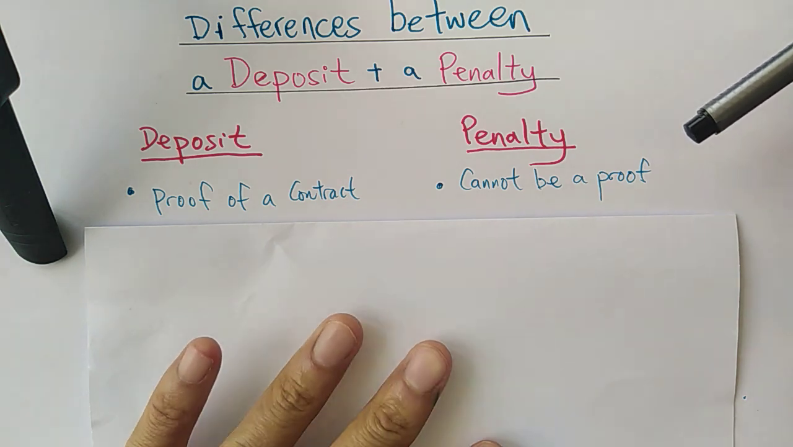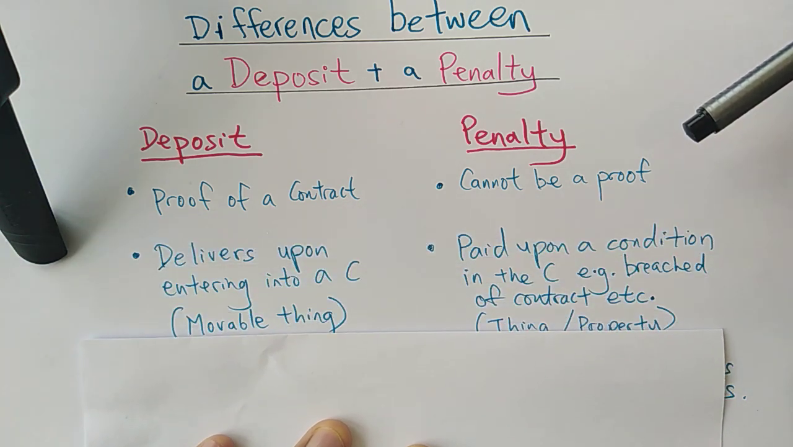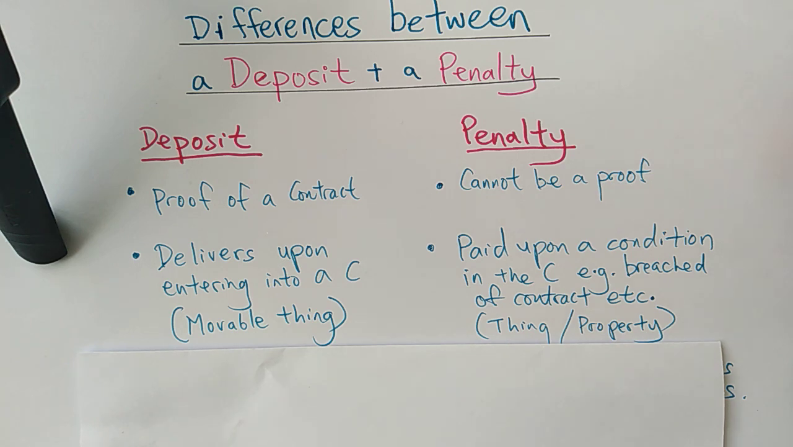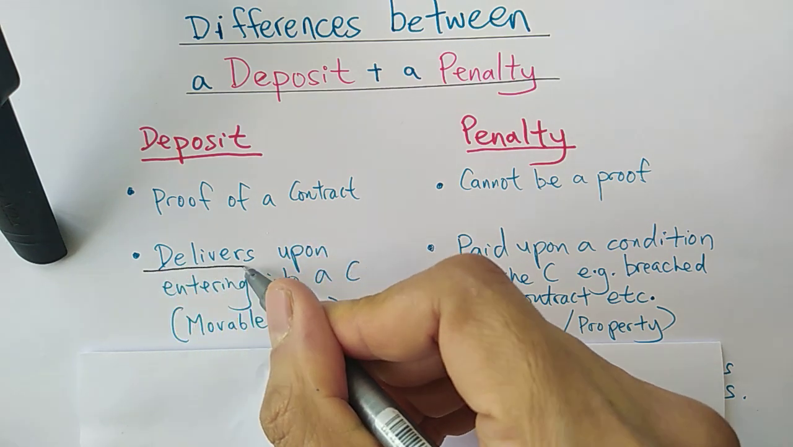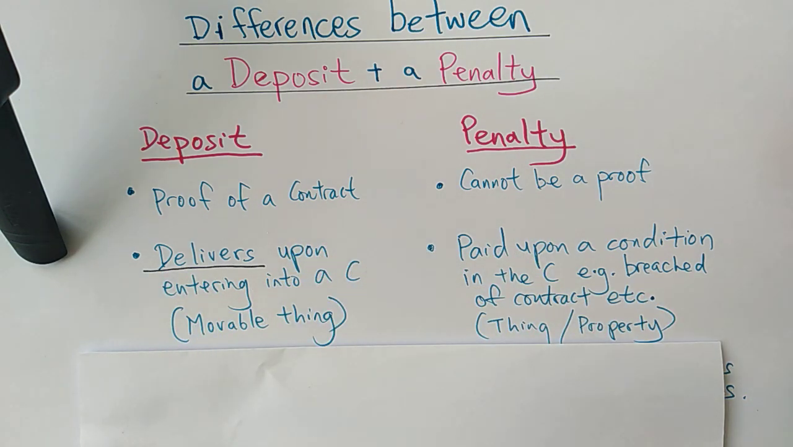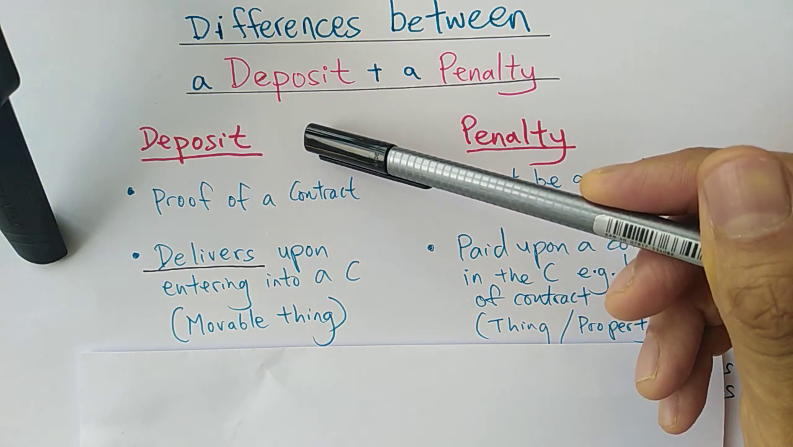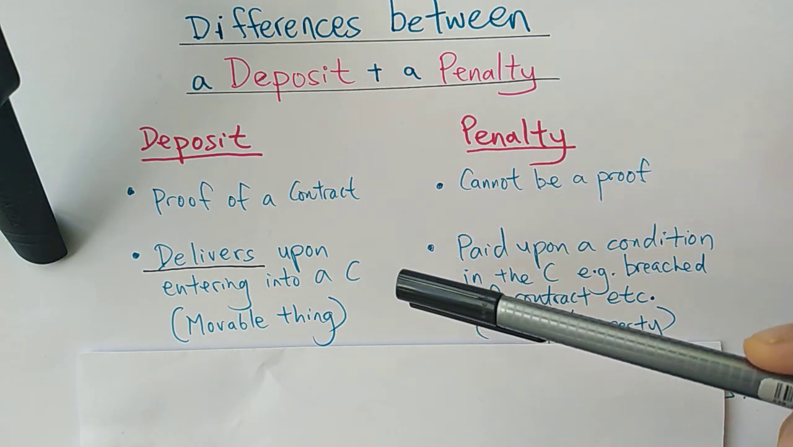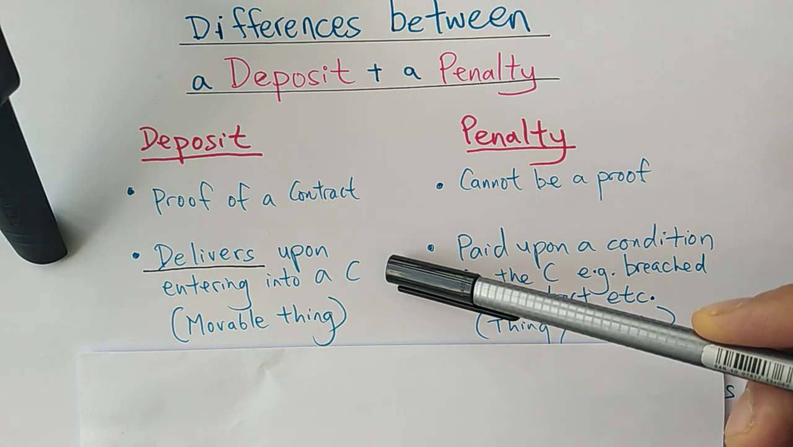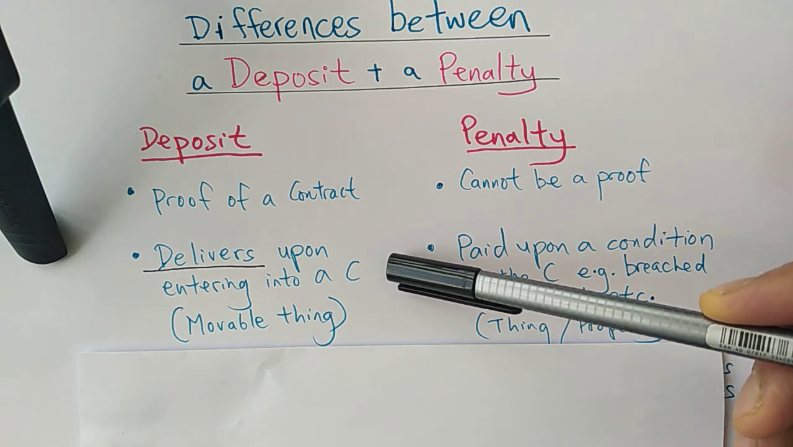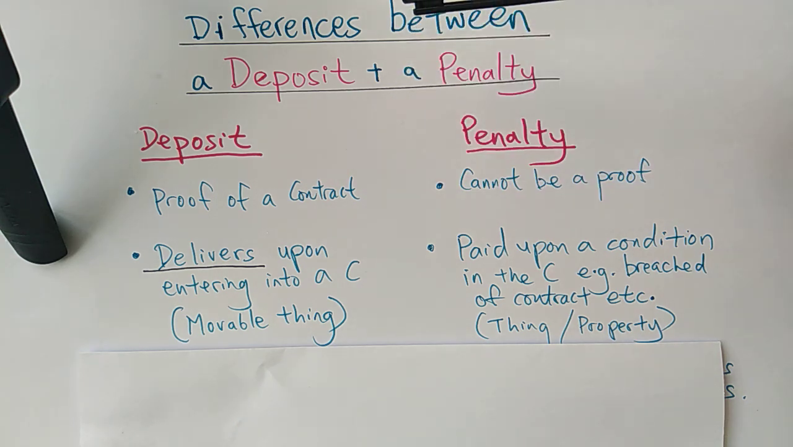Alright? The second difference is this one here. Delivery. Deposit is paid when the contract is entered into. Paid means that the deposit must be given, must be placed. Given is not the right word to use because maybe you can take it back if you perform.